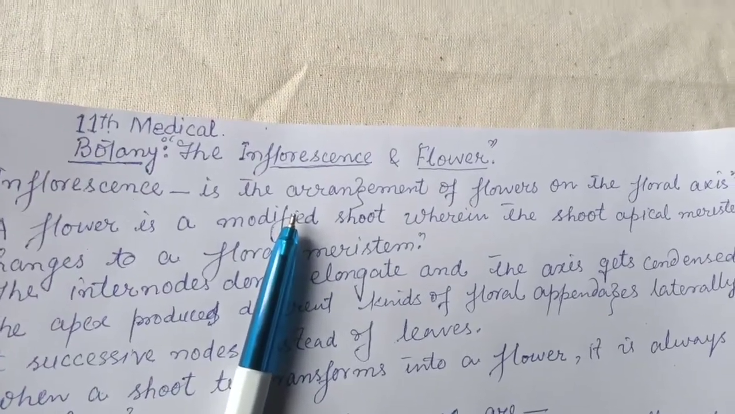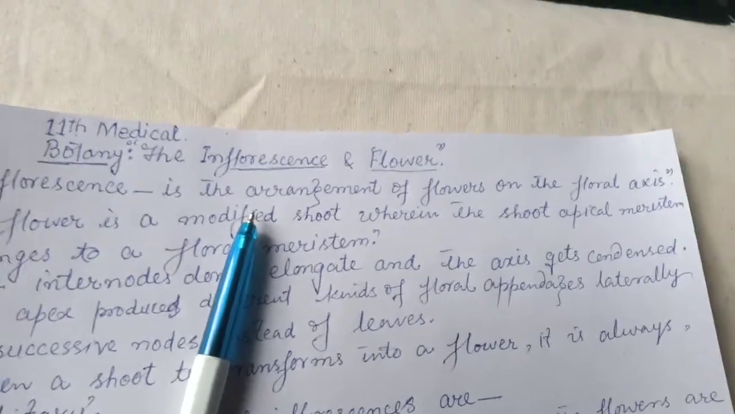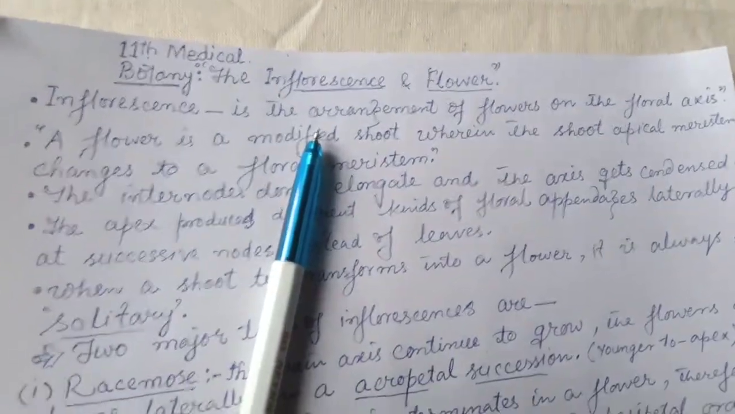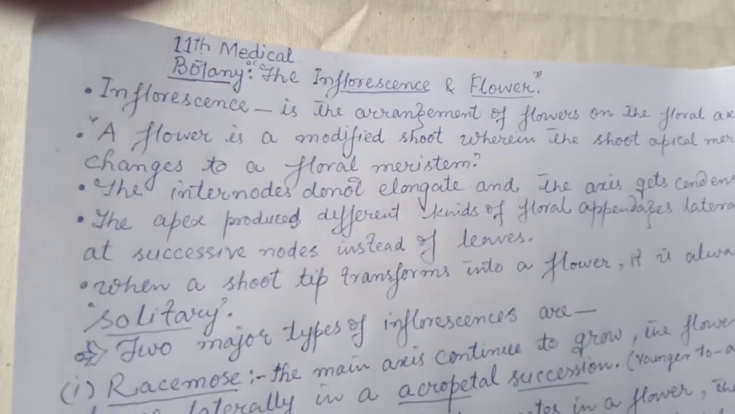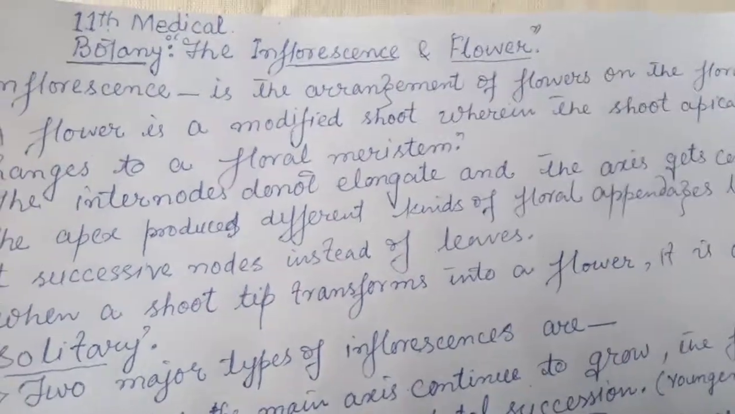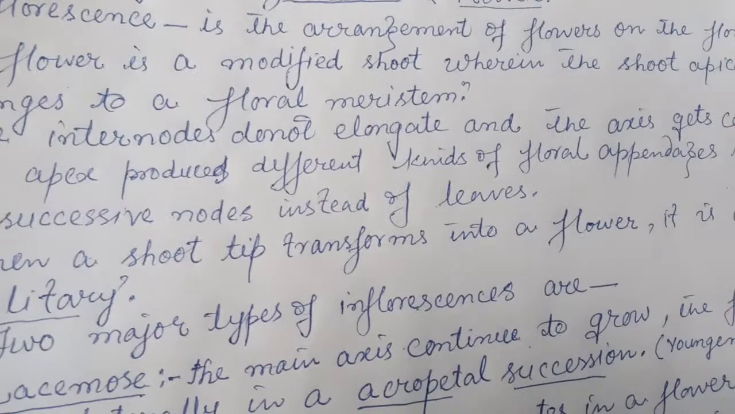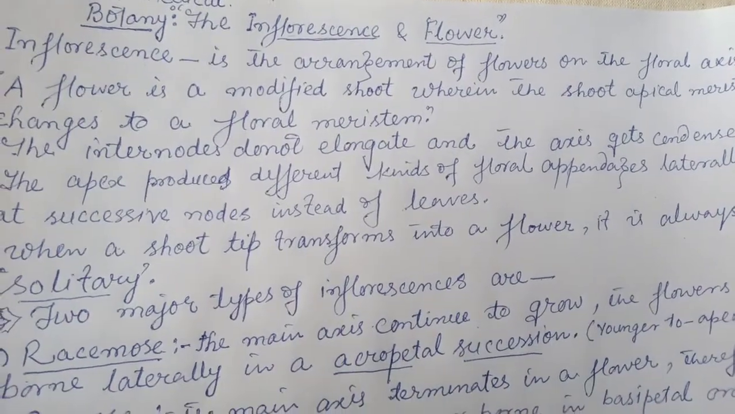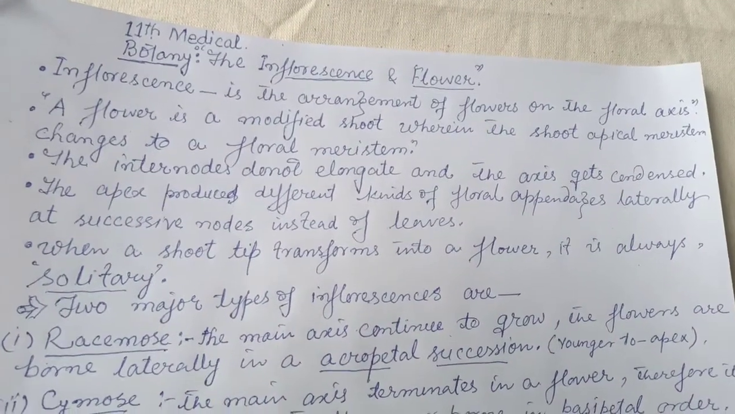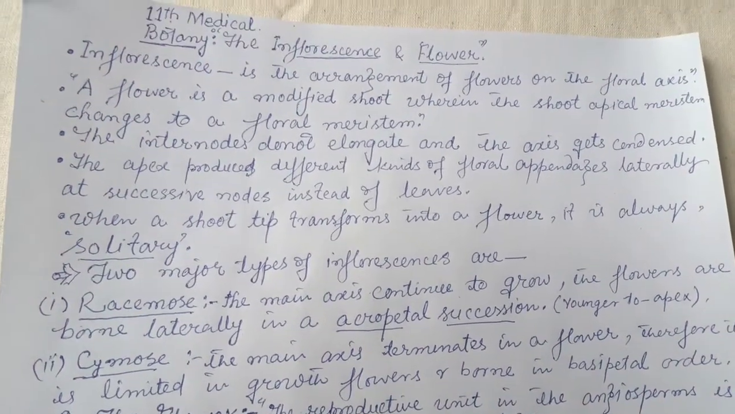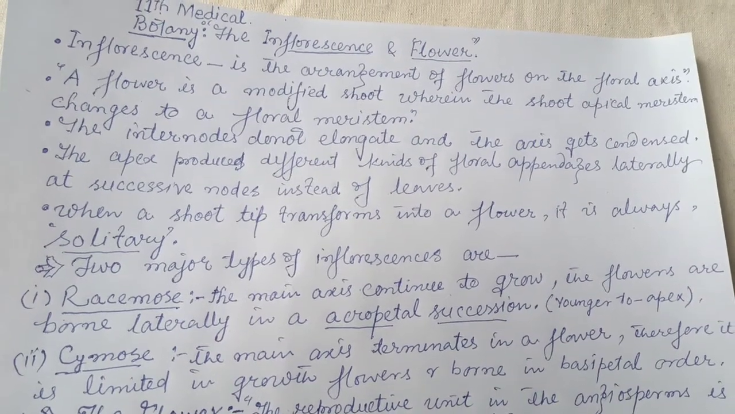A flower is a modified shoot wherein the shoot apical meristem changes to a floral meristem. The internodes do not elongate and the axis gets condensed. The apex produces different kinds of floral appendages, laterally at successive nodes instead of leaves. When a shoot tip transforms into a flower, it is always solitary. It means that at the apex only a single flower terminates a particular shoot.